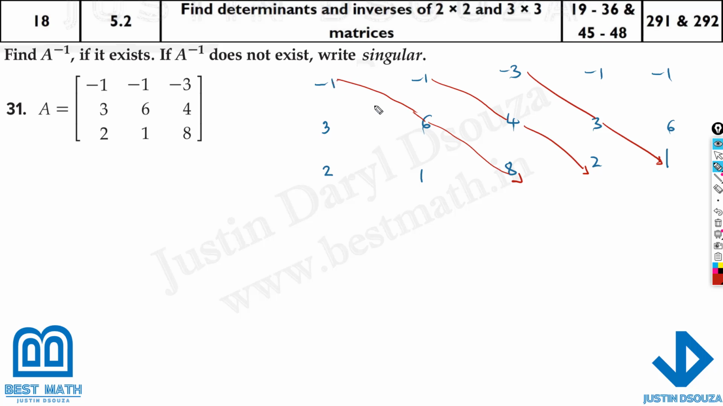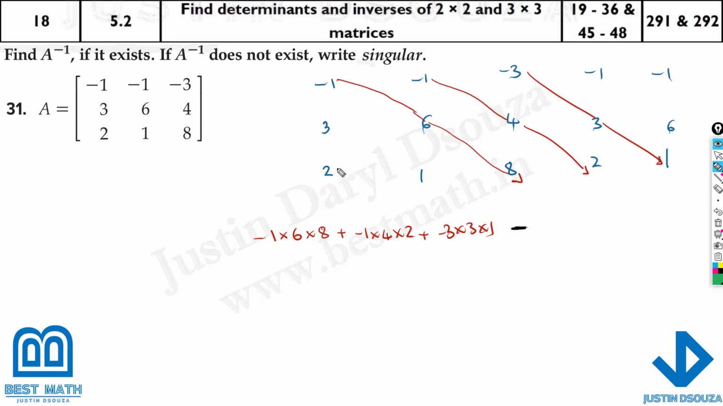Now let me write it. It will become -1. You multiply all these. -1 times 6 times 8 plus -1 times 4 times 2 plus -3 times 3 times 1. That's the thing. Next, let me just change the color over here. This whole thing is subtracted with, let me consider here, from the down to up.